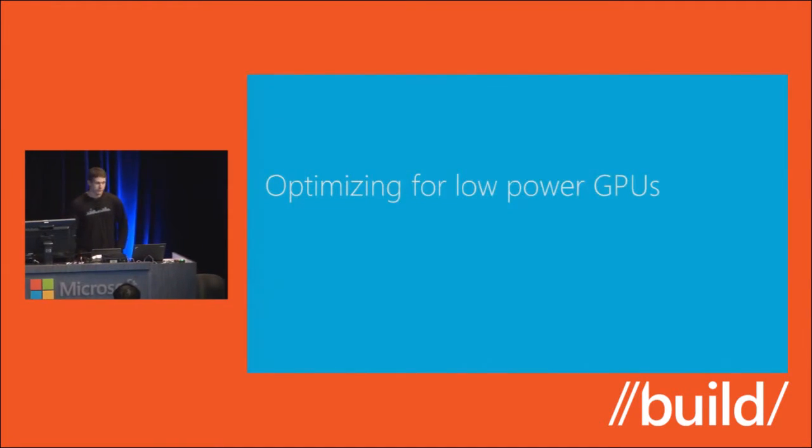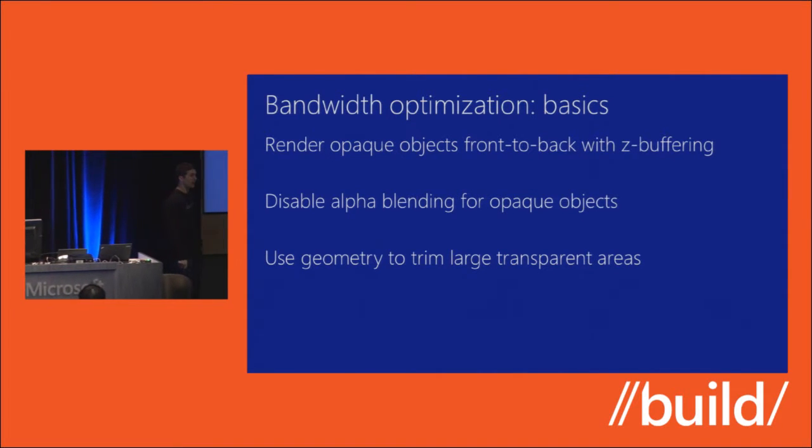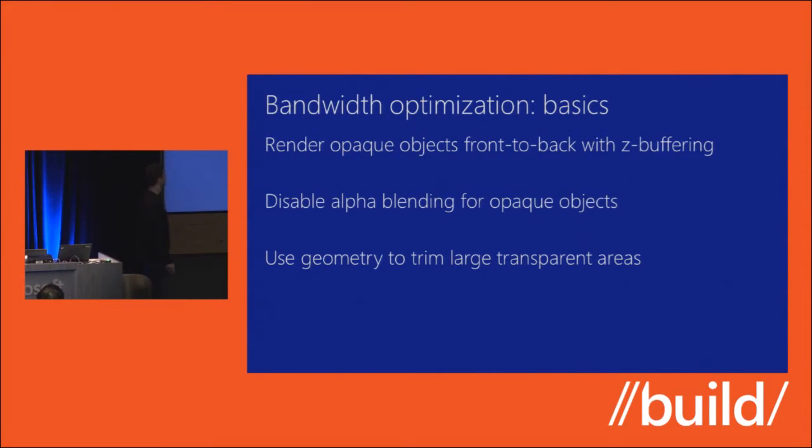Okay. Finally, let's talk about optimizing. So these are the basics. They've been true for a while in Direct3D and other rendering APIs, but it's good to go over them. These are great ways to minimize bandwidth used. First, render opaque objects front to back with Z-buffering. If you can get a Z-reject, then you won't actually pay any cost for shading or loading textures. Make sure you do that.